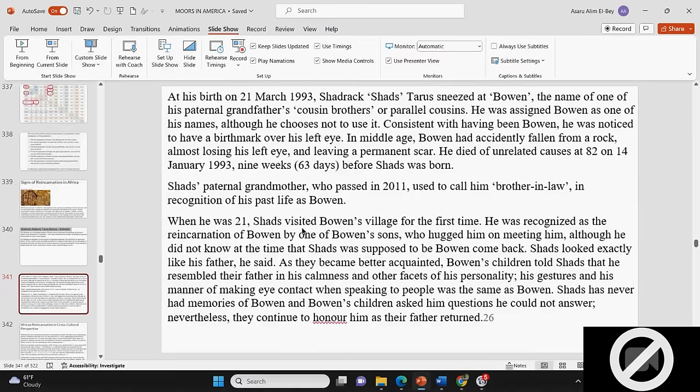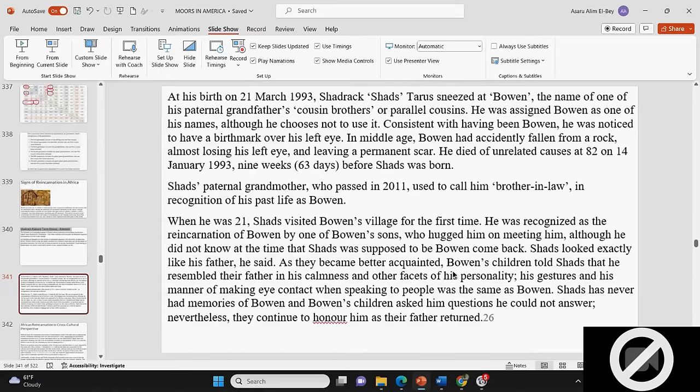When he was 21, Shad visited Bowen's village for the first time. He was recognized as the reincarnation of Bowen by one of Bowen's sons, who hugged him on meeting him, although he did not know at the time that Shad was supposed to be Bowen come back. Shad looked exactly like his father, he said.